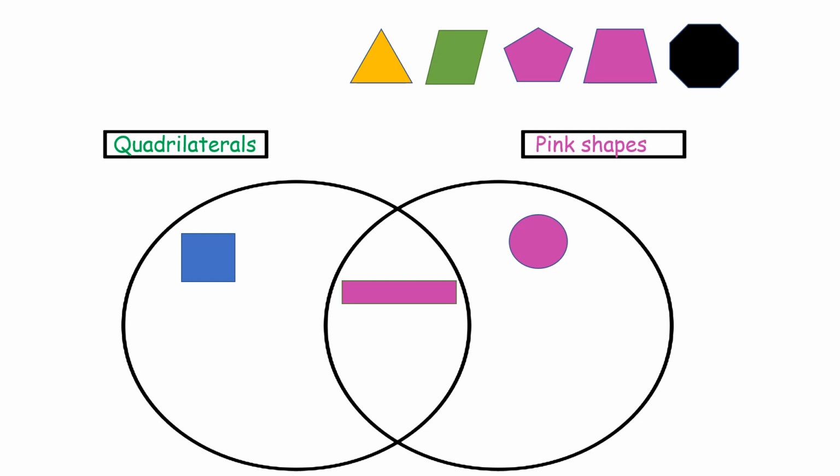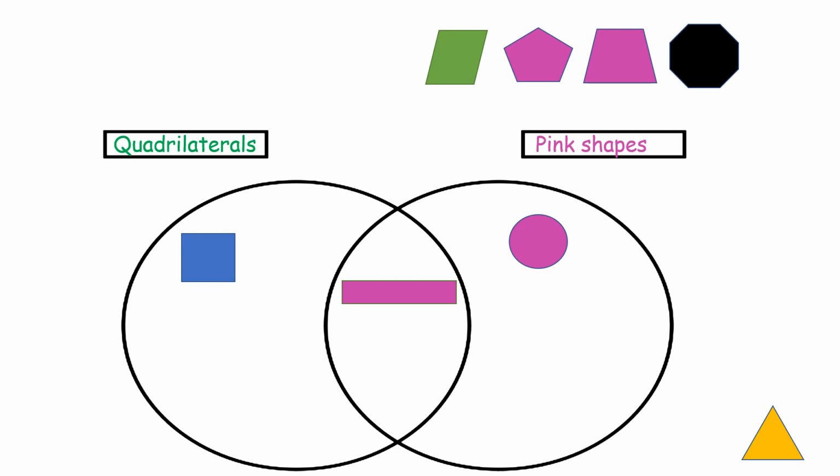Let's have a go at the triangle. It's a yellow triangle. Is this triangle a quadrilateral? No, it's not. Is this triangle a pink shape? No, it's not. Where do we put the shapes that don't belong under any category? Can you remember? We put them on the outside of the Venn diagram, so let's do that. This triangle doesn't come under any category, so it cannot go inside the Venn diagram.